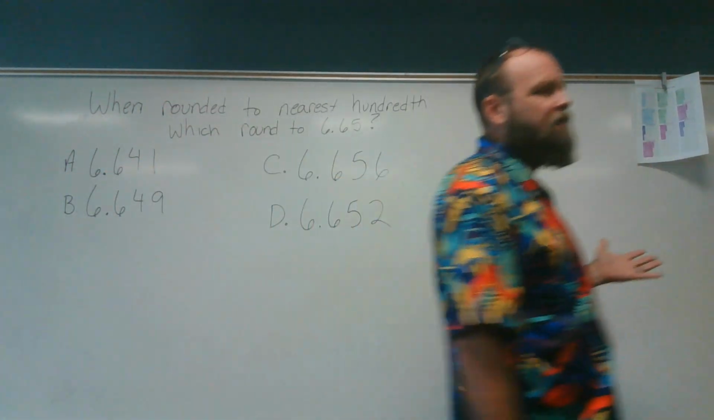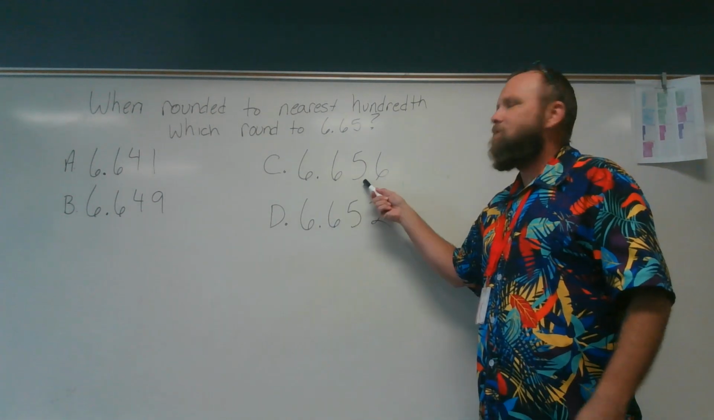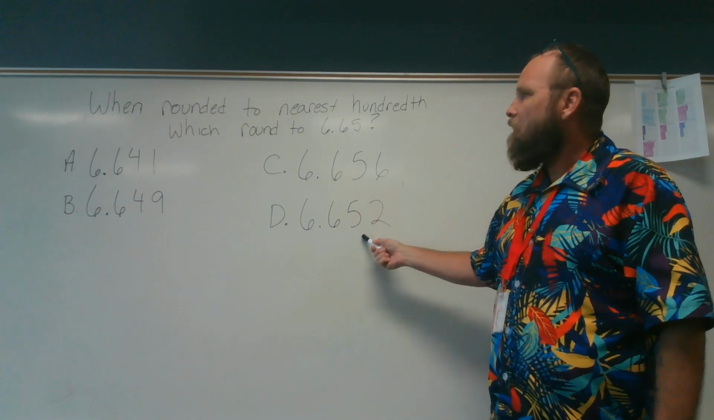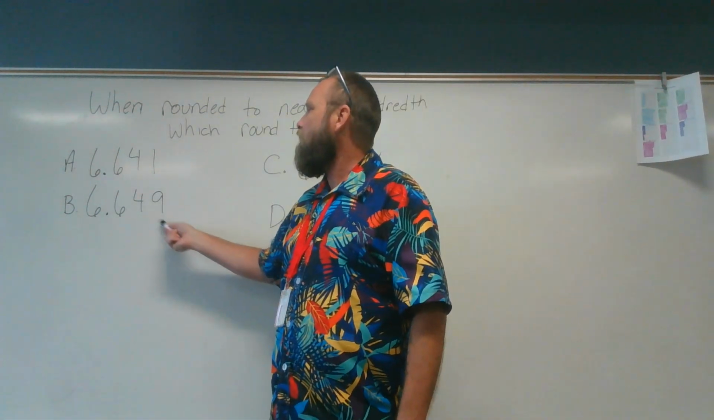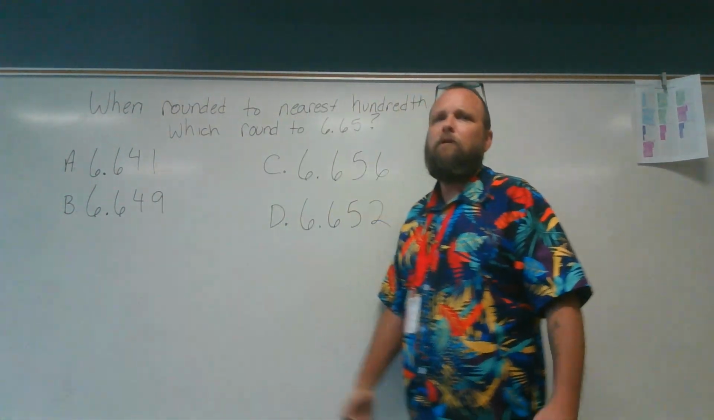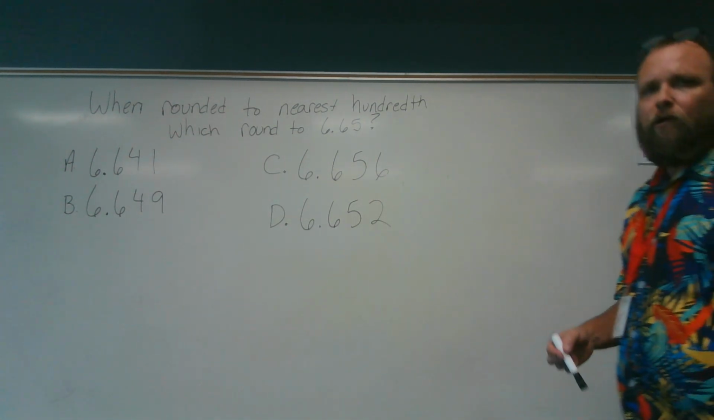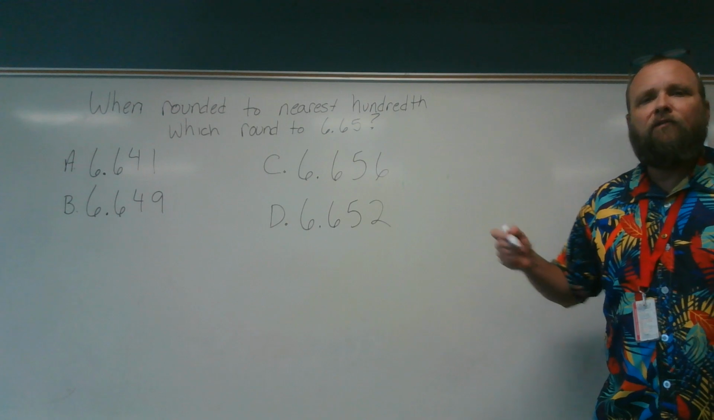They just looked at the answers and said, oh, that says 6.65. It must be that. Oh, these don't say 6.65, so it can't be these. Okay, you've got to round them when we're rounding to the nearest hundredth. So let's look at these quickly.